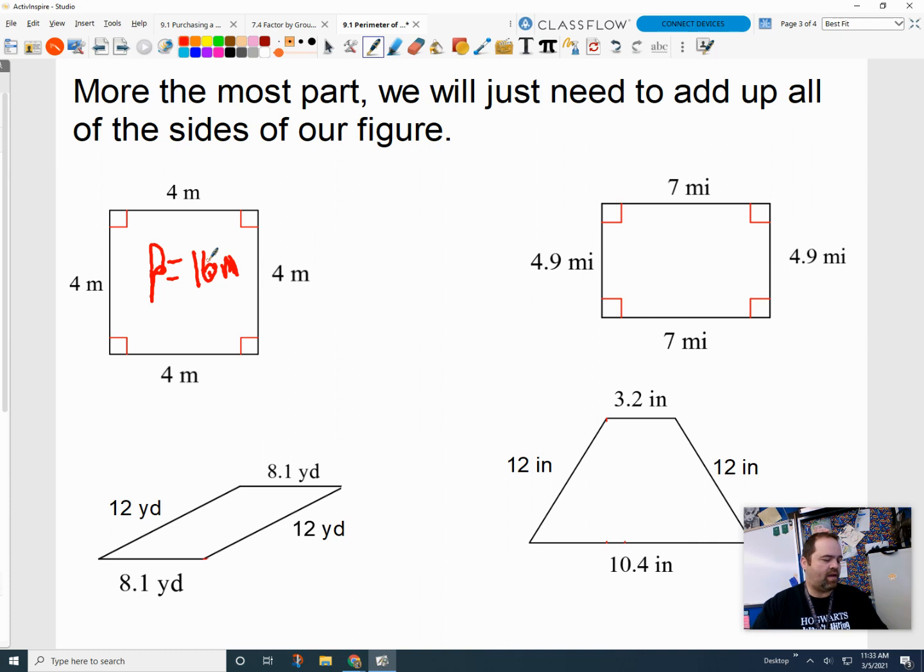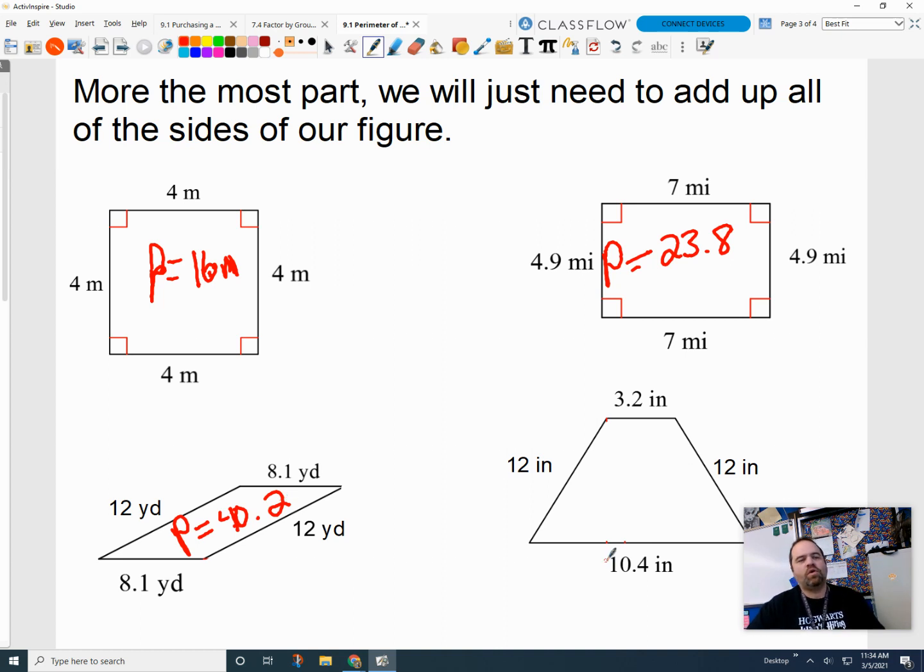So I'm going to add up the sides of this rectangle on the right here. This guy has a perimeter of 23.8 miles. Okay, round these appropriately. If you get a decimal for your answer, don't just chop it off. My parallelogram down here has a perimeter of 40.2.